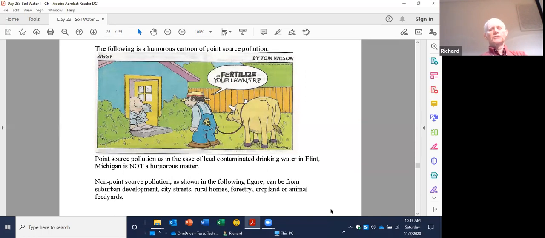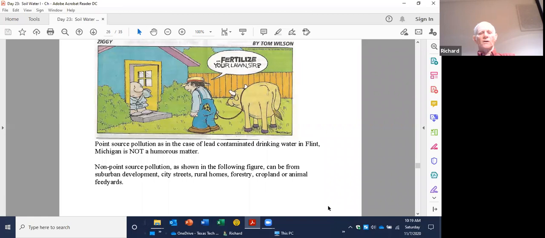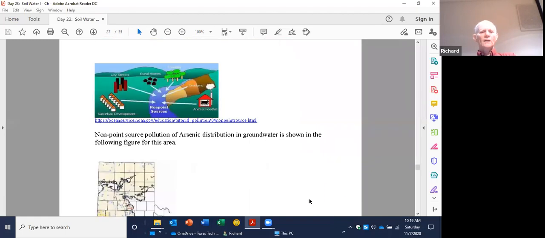Non-point source pollution, shown in the following figure, can be from suburban development, city streets, rural homes, forestry, cropland, or animal feed yards. And here are these components. They're putting it into this water body and contaminating it.